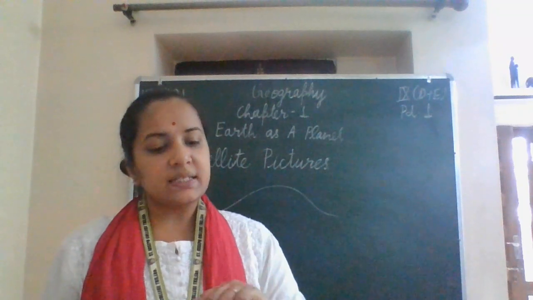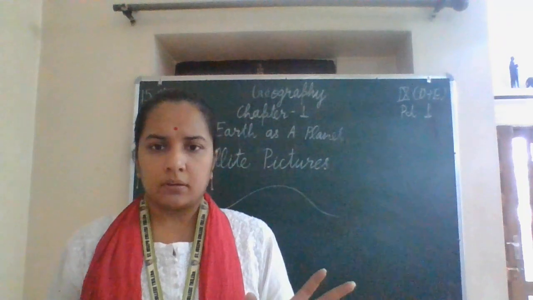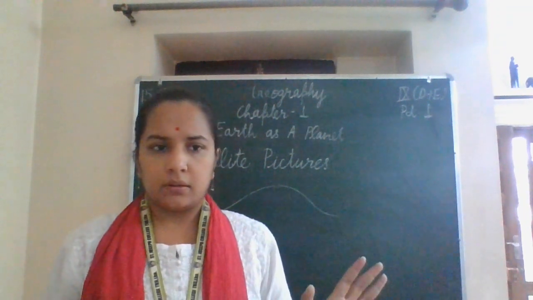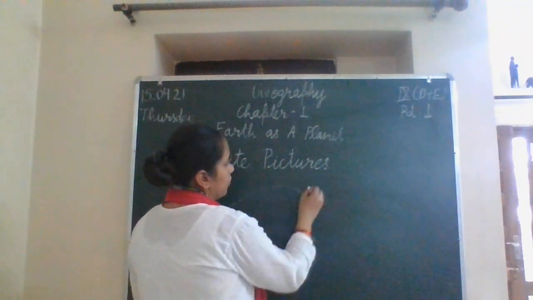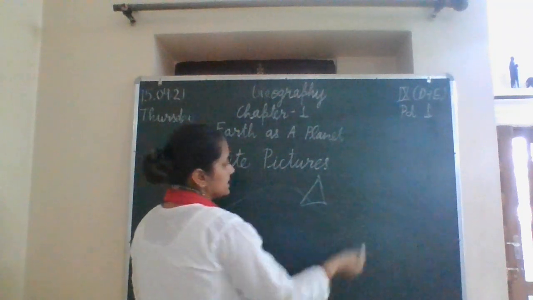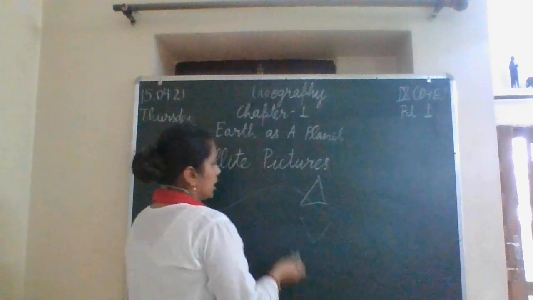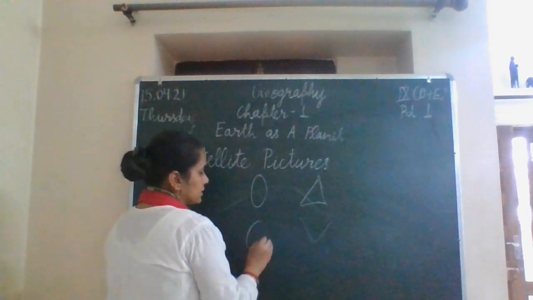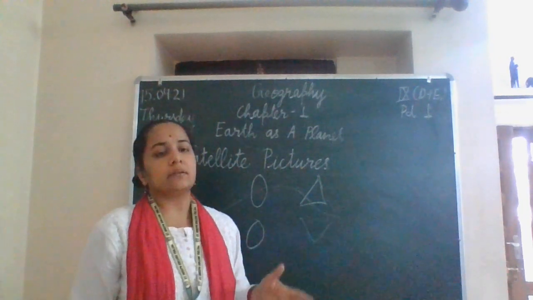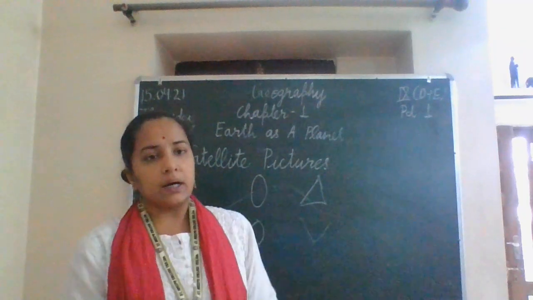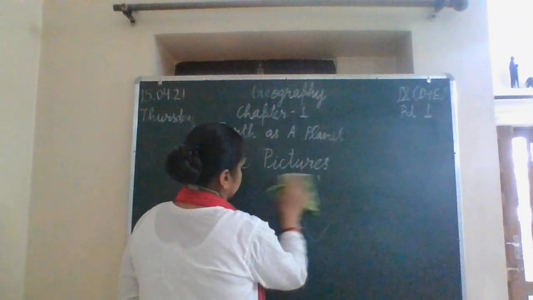It appears as an arc of a circle. When you see the shadow of something, be it anything, suppose you are looking at the shadow of a triangle, what will you see? You will see a triangle only. If you are watching the shadow of an oval, you will see an oval only. So when you look at the shadow of the earth on the surface of the moon, it is an arc.